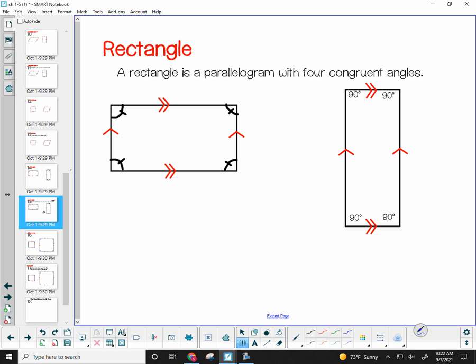Our next shape is a rectangle. A rectangle is a parallelogram again, but now it has four congruent angles. Or you could say it's equiangular.